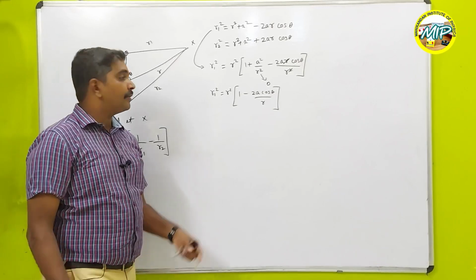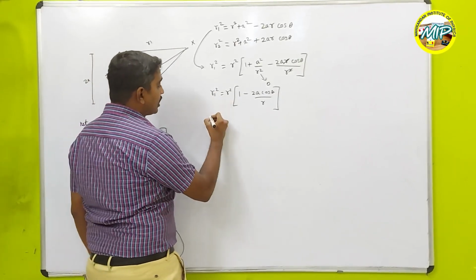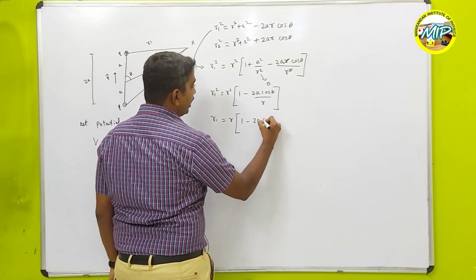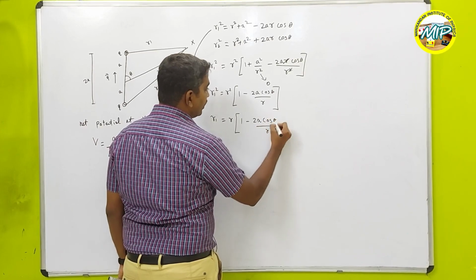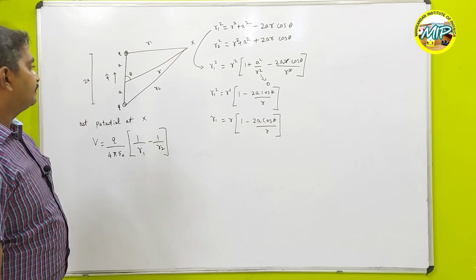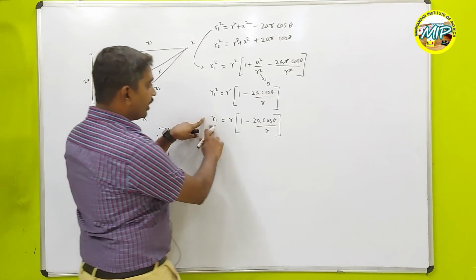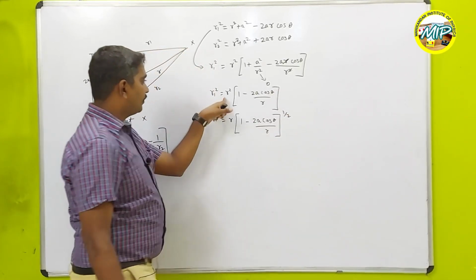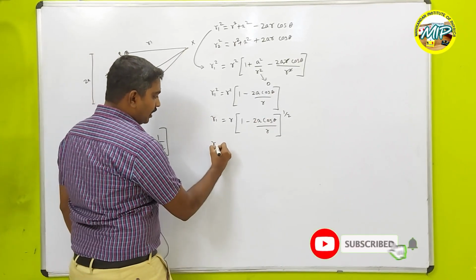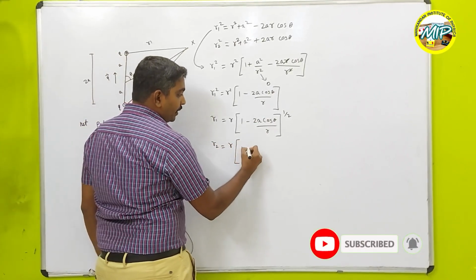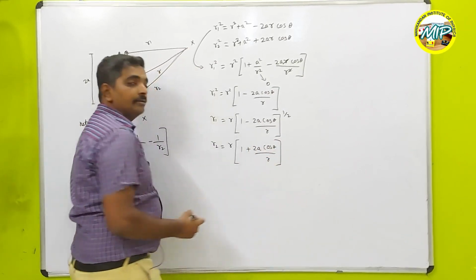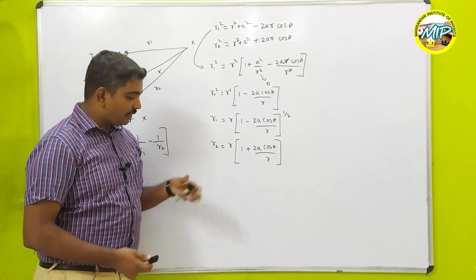Okay, so now my target is to remove this R square part. So my R1 equals R into 1 minus 2A cos theta by R. If you want to remove the square, I have to put the power 1 by 2 here. Then, similarly, I can write the expression for R2. What is my R2? R into 1 plus 2 into A cos theta by R. Okay. So we have an R1 and we have an R2 term.